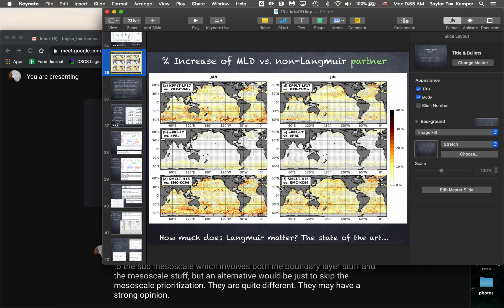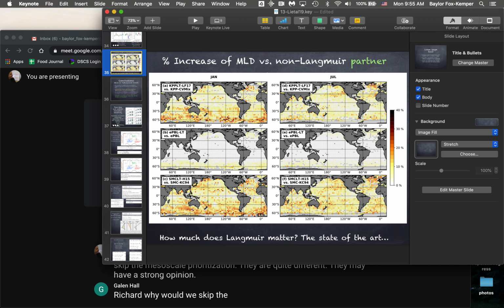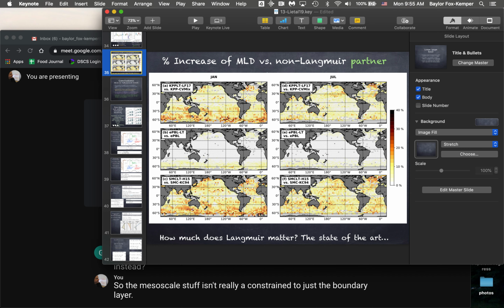Wait, sorry, why would we skip the mesoscale? Or what would we do instead? So the mesoscale stuff isn't really constrained to just the boundary layer. It's kind of full.